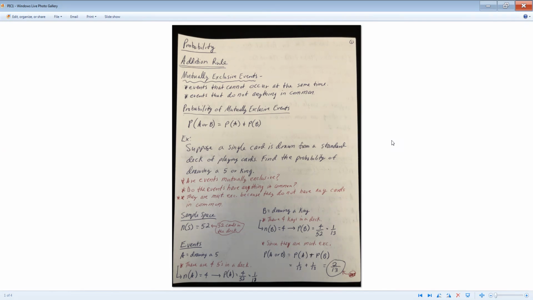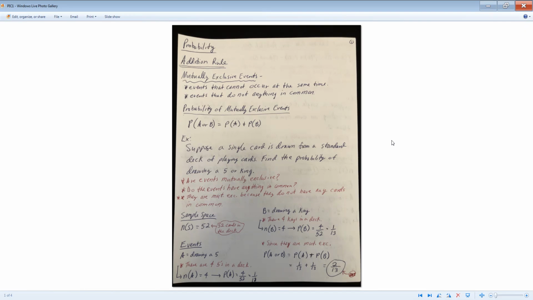Probability of mutually exclusive events can be calculated by looking at the probability of A or B will be equal to probability of A plus the probability of B. So what we would do is find the probability of A individually, then find the probability of B individually and add them together. So let's look at an example.